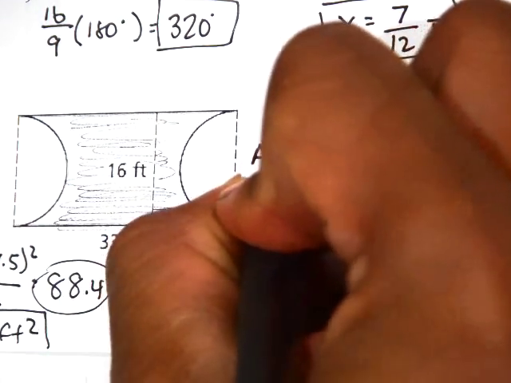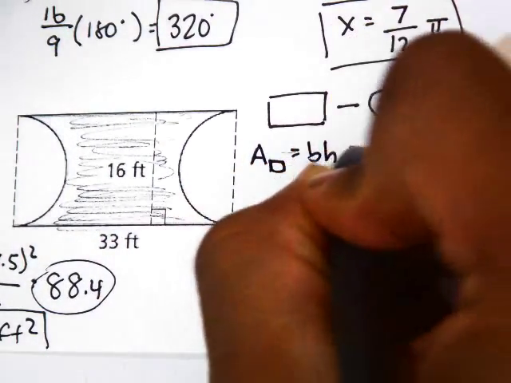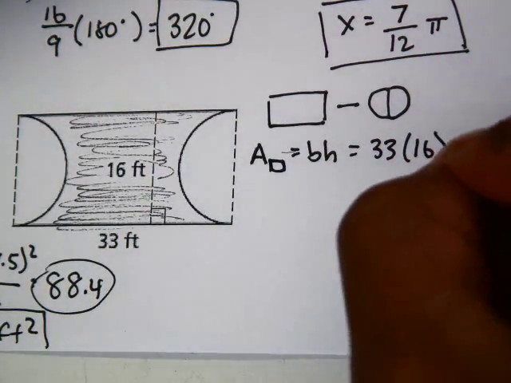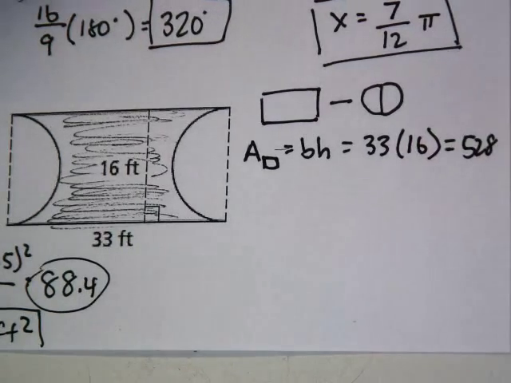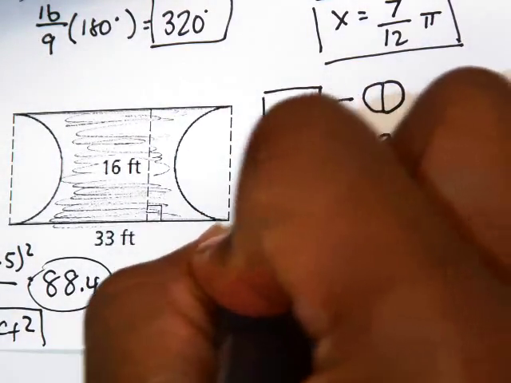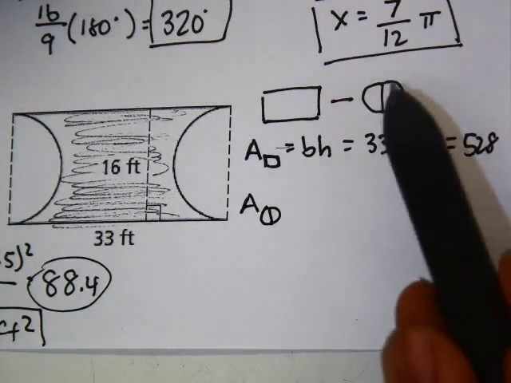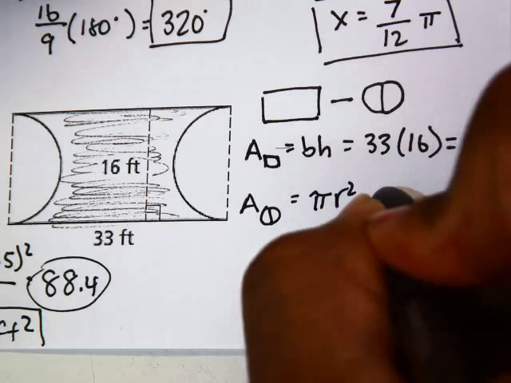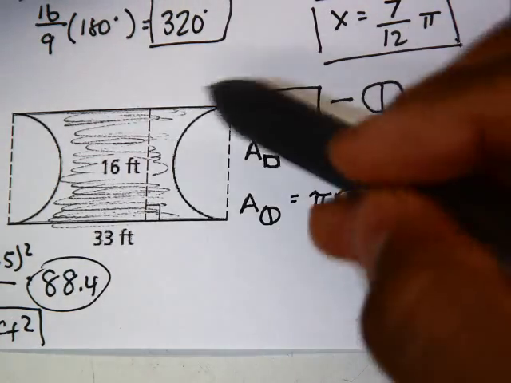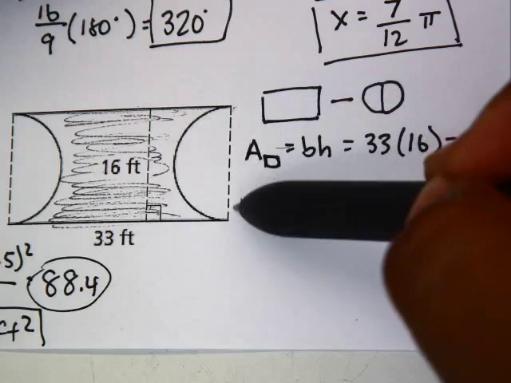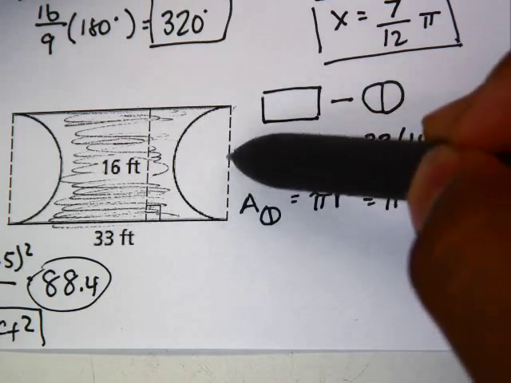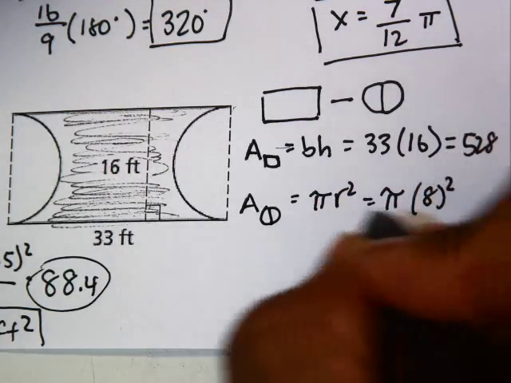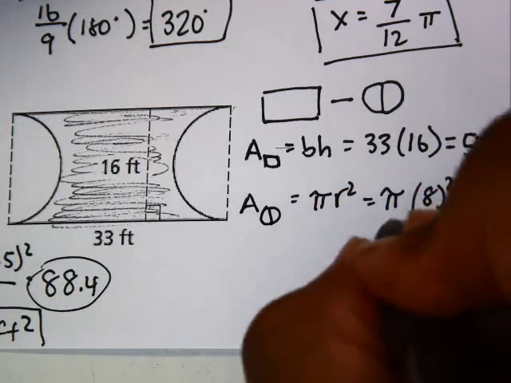So the area of the rectangle is base times height, and in our case, that's 33 times 16. It's 528. The area of a whole circle, since two half circles form a whole circle, is pi r squared. The 16 here, that's our diameter. That's all the way across our circle. We want just half of that, so we want 8 squared.